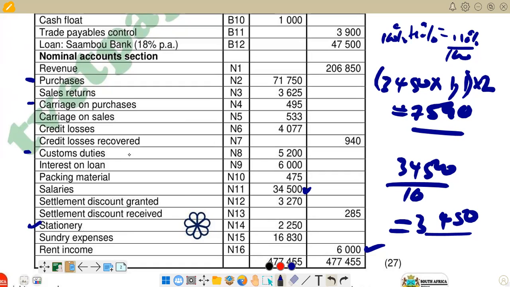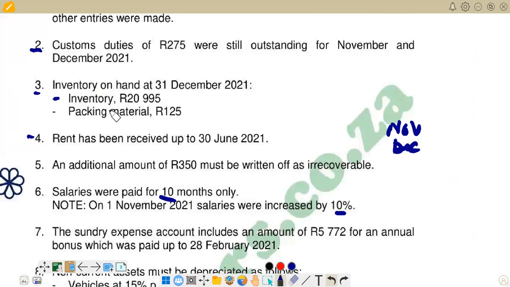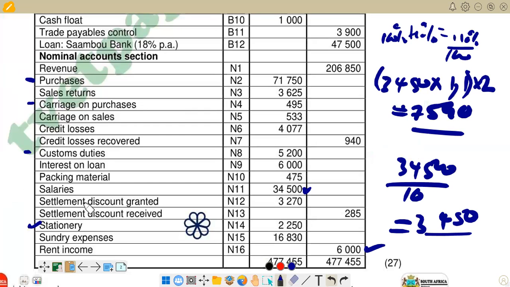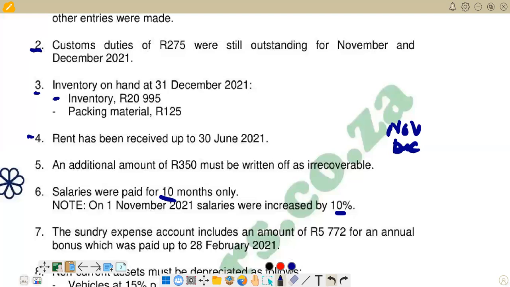So what we are going to do is, the figure that we have in the list of balances, like what we did on packing materials, represents what was bought, and we check in the additional information if we've got stationery that was not used. If it's there, we subtract it from the figure in the list of balances to get the one that was used. So we go there, and you'd see that we do not have anything about stationery in inventory at the end. So it means all that was bought was used, and that automatically becomes an expense. So we have got stationery here, which is 2,250. So we are going there and putting 2,250 for stationery.